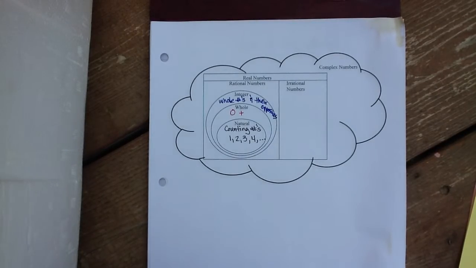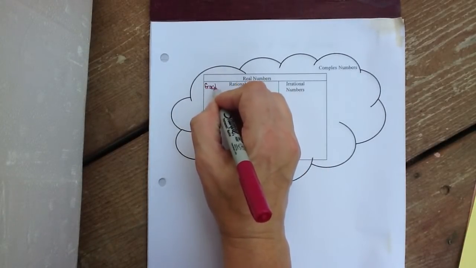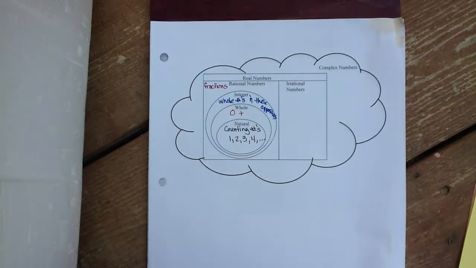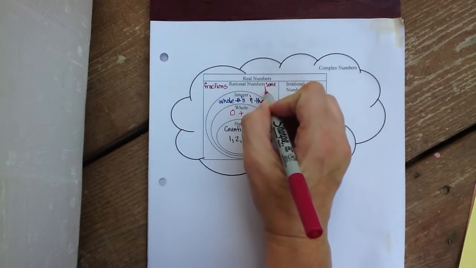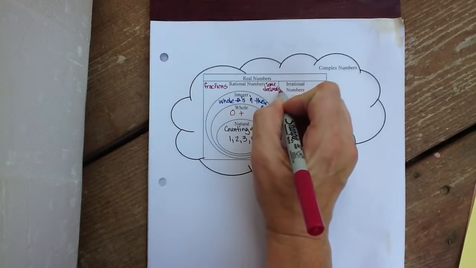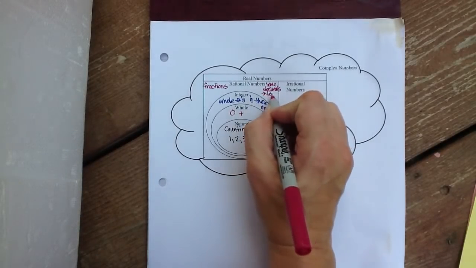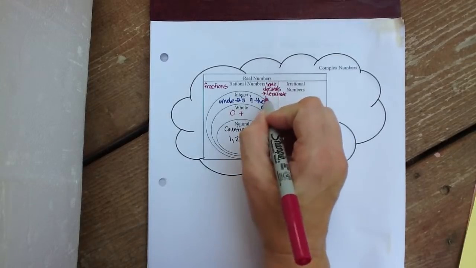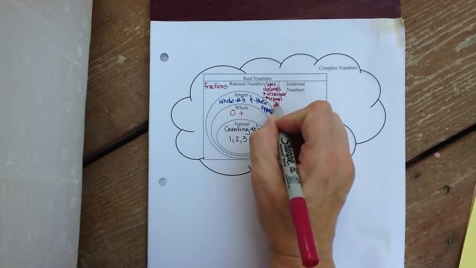Outside the integers are the rational numbers. Rational numbers include any number that can be written as a fraction. So it will include all fractions, and it will include some decimals. The decimals that are included in the rational numbers are decimals that terminate, which means that they end, or repeat, such as 0.3 with a bar over it.